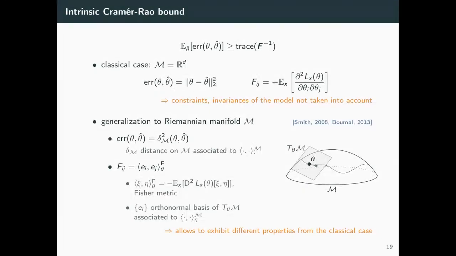And also, just to say, there is for instance an online algorithm by Salem Said in Bordeaux, where the convergence proof is based on the fact that we have the Fisher metric as the metric for optimizing.